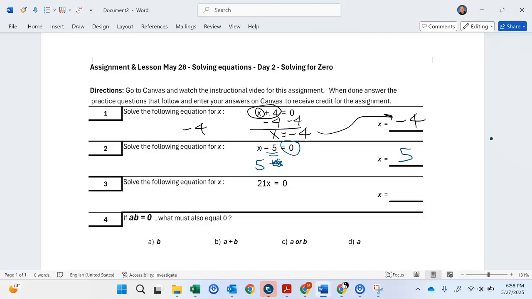All right, the next thing is this one right here. So we could do algebra. We could divide by 21 on both sides. This cancels, x is equal to 0 over 21. And 0 divided by 21 would actually equal 0. So that's the answer there. But again, it's much easier if you have two numbers that are multiplied together.